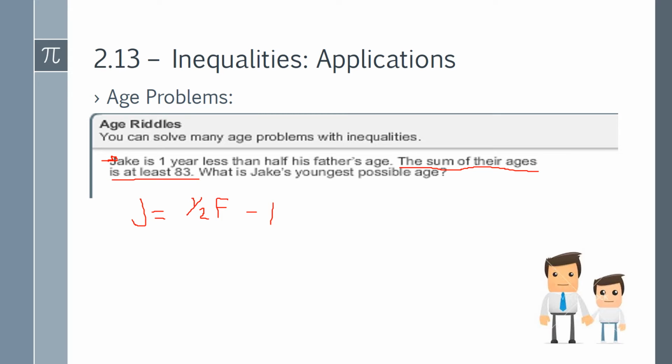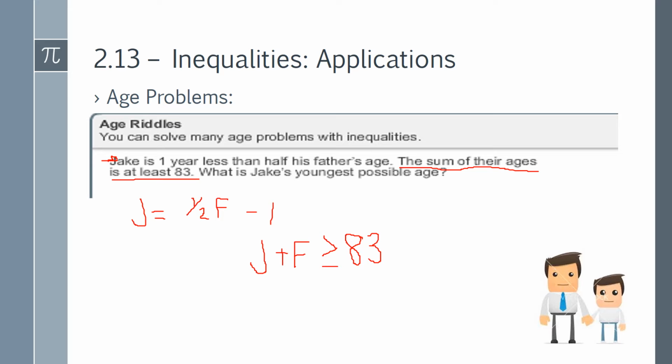Moving to the next sentence. Sum means add. I'm saying the sum of the two ages, J plus F, is at least. Ooh, what sign was that? Is at least means greater than or equal to. So it's important to remember those signs, because a lot of us would see least and go, oh, less than. It's saying the lowest value it could be is 83. So if the lowest value it could be is 83, that means it's got to be greater than or equal to 83. Okay, so I'm going to fill in that 83 there.